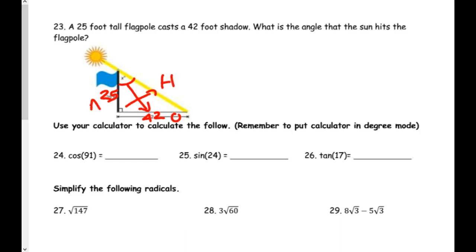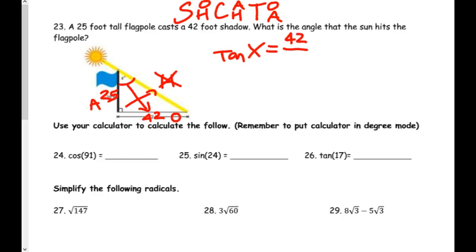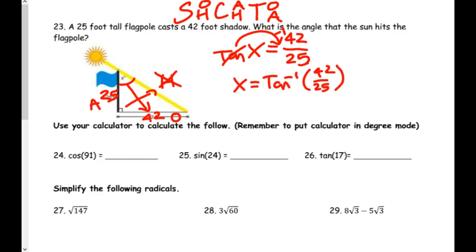H, and A. We can't forget SOHCAHTOA now, can we? SOHCAHTOA. So, H is gone. Goodbye, H. So, OA is TOA. So, let's do tan X equals O over A. 42 over 25. I want my X by itself, so the tan needs to go to the other side with a little inverse sign. So X equals tan inverse, and then that's 42 over 25.